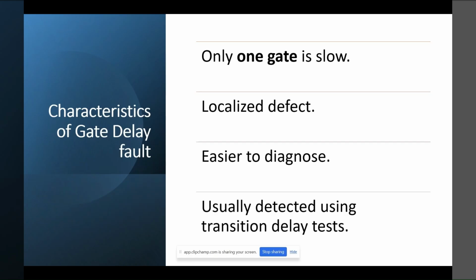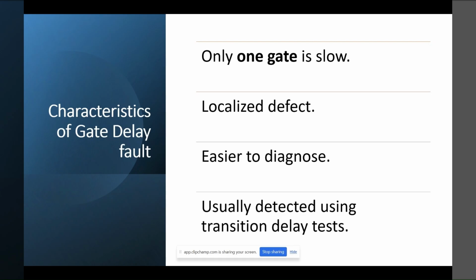Coming to the characteristics of gate delay faults: only one gate is slow, and it results in a localized defect. It is also easier to diagnose. Usually, it is detected using the transition delay test. Gate delay faults are used to model defects that cause the actual propagation delay of a faulty gate to exceed the specified worst-case value, so we do a worst-case scenario analysis.